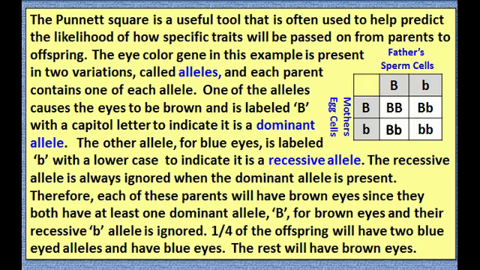Therefore, each of these parents will have brown eyes since they both have at least one dominant allele, the capital letter B, for brown eyes, and their recessive small letter b allele is ignored. 1/4 of the offspring will have two blue-eyed alleles and have blue eyes. The rest will have brown eyes.